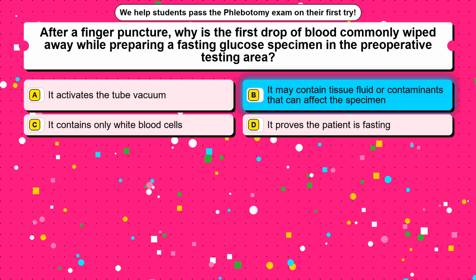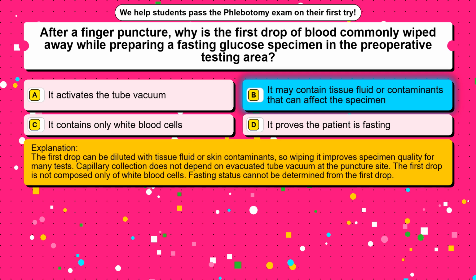The correct answer is option B. It may contain tissue fluid or contaminants that can affect the specimen. The first drop can be diluted with tissue fluid or skin contaminants, so wiping it improves specimen quality for many tests. Capillary collection does not depend on evacuated tube vacuum at the puncture site. The first drop is not composed only of white blood cells. Fasting status cannot be determined from the first drop.